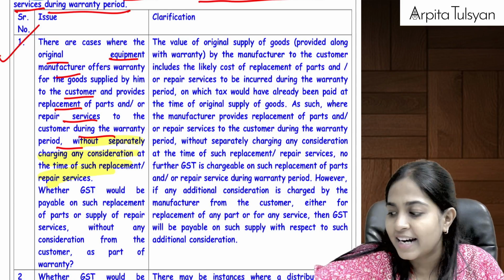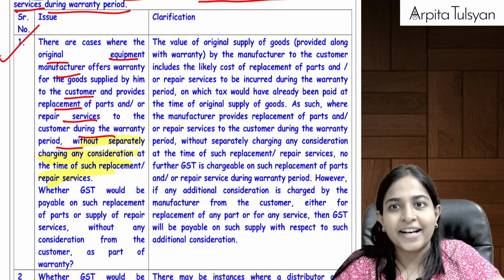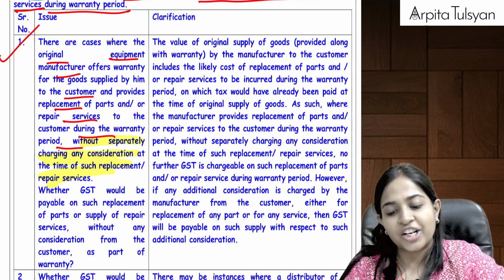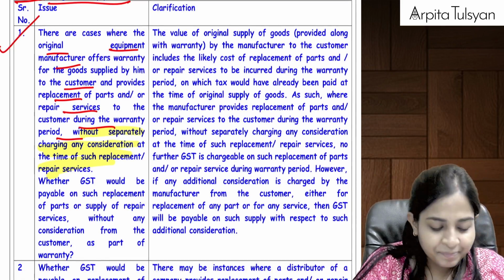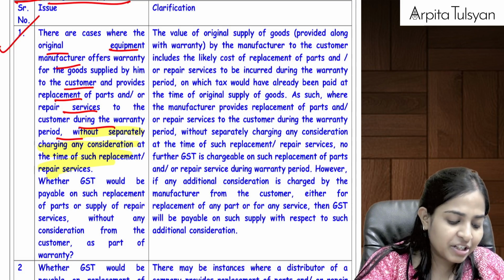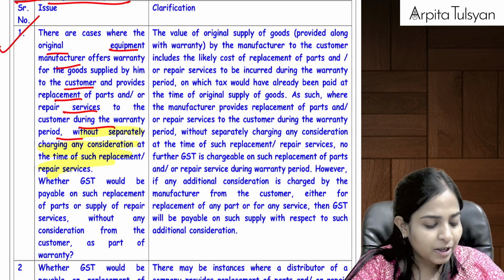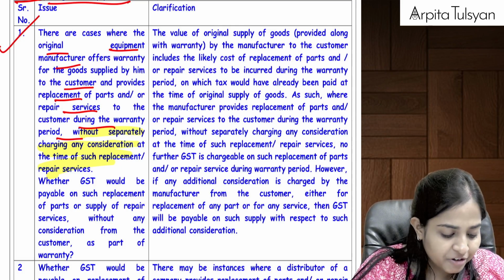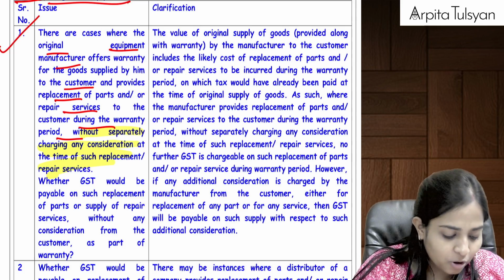I hope you understand the relevance of that. Without charging any consideration means free. Now, whether GST would be payable on such replacement of parts or supply of repair services without any consideration from the customer as a part of warranty.